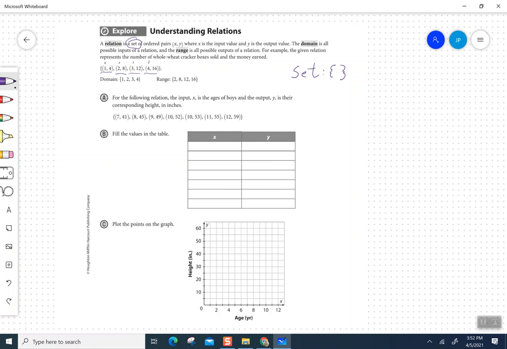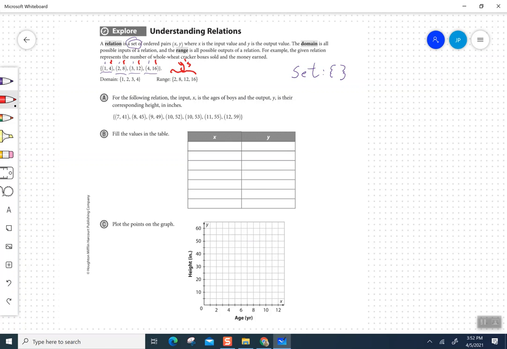Now, the range, on the other hand, is the set of all the y's. So you'll notice here's a y, here's a y, here's a y, and here's a y, and this is where they all show up, all the y's. Because again, we are talking about the set of all the y coordinates from a relation. That's how you find a domain and a range.